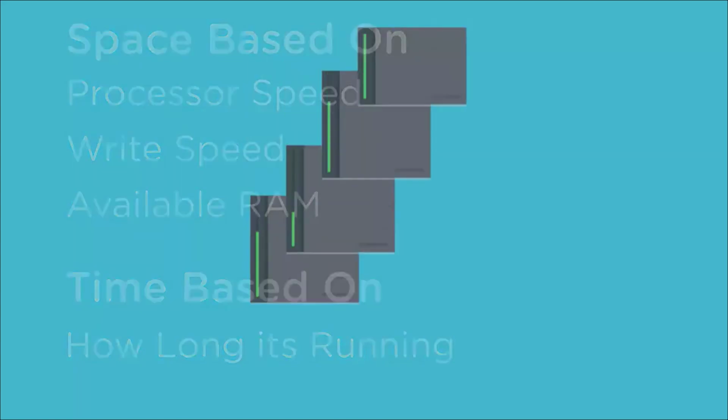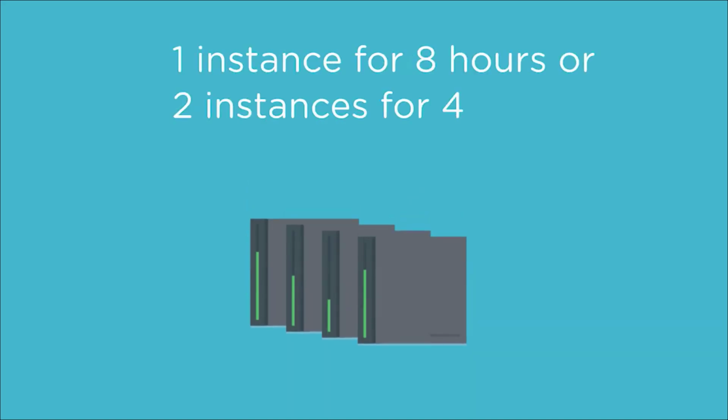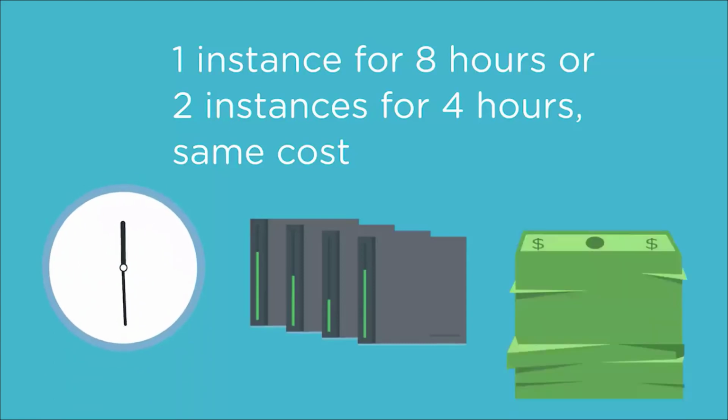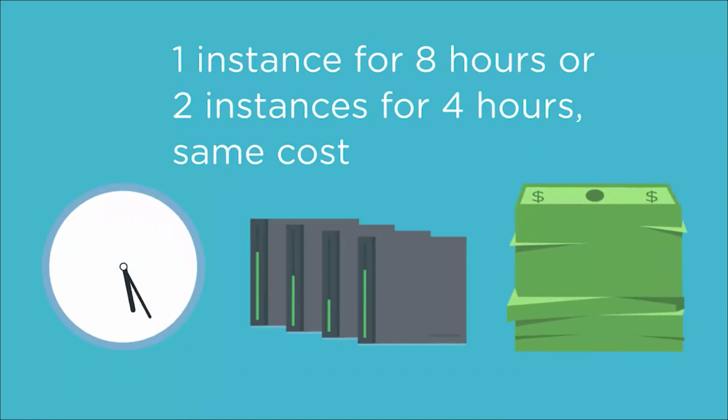You can also multiply instances simultaneously. You can run one instance for 8 hours or two identical instances for 4 hours, and it would cost the same amount. It's important to point out that the cost is based on time, not activity. An EC2 instance that is working as hard as it can costs the same amount as an EC2 instance that is sitting idle doing nothing. Amazon keeps on charging for the instance as long as it's running. So if you're not using an instance, you can shut it down to save money.